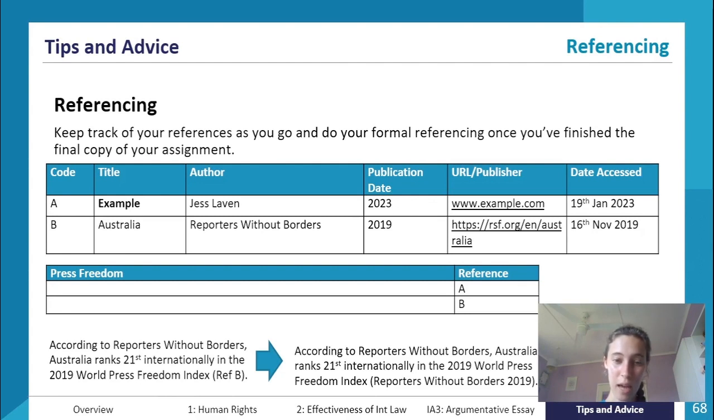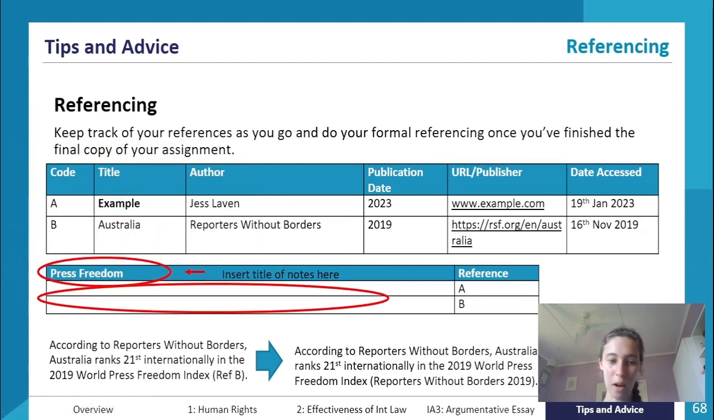So if I've got reference A and reference B, etc., with that, then I have my tables with notes related to specific topics, so for example, press freedom is a topic. Then I'm going to put that at the top of the table, and then I'm going to have the notes underneath with the corresponding reference. So it would look like this. I would have in the draft something like ref B for reference B, and then in the final submission, you would do the proper reference.